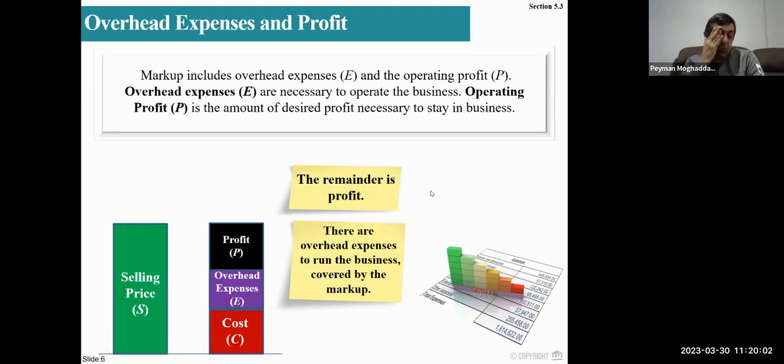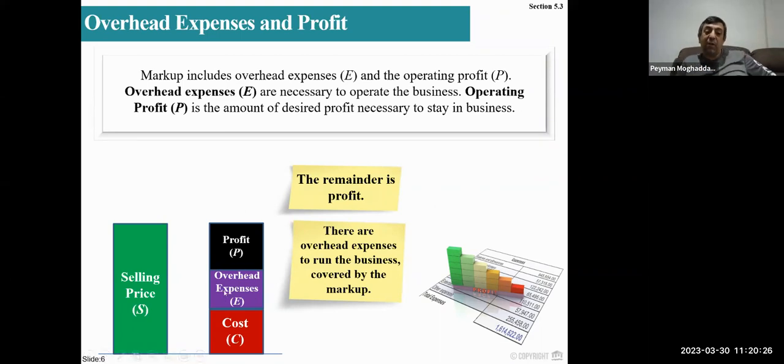Okay, if you open a bread store, bread might not cost too much to make, right? But you have a lot of overhead expenses, right? So as I said, this is rent, staff salary, accountant, all the things associated with running a business. So that gives you overhead expenses.